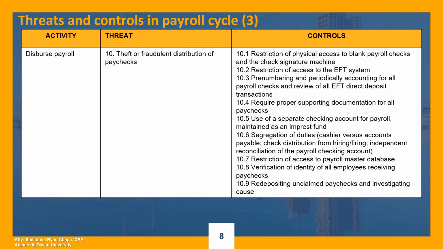Now, other controls will be the use of a separate checking account for payroll maintained as an imprest fund, segregation of duties, which is very common as we've discussed in the prior slide decks, restriction of access to the payroll master database, verification of identity of all employees receiving paychecks, and redepositing unclaimed paychecks and investigating the causes, right?